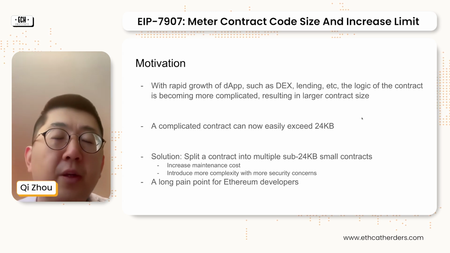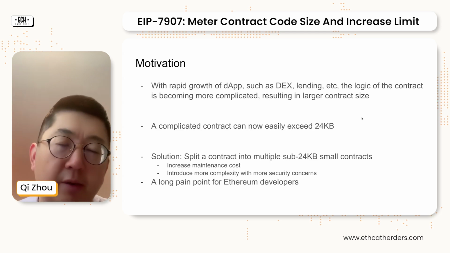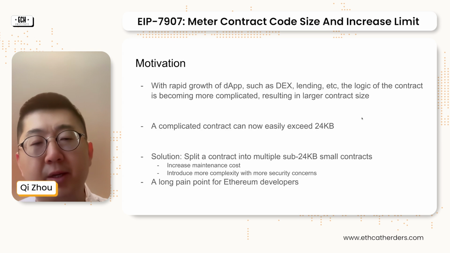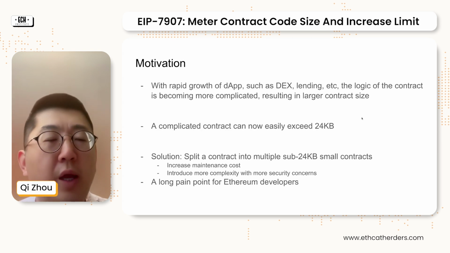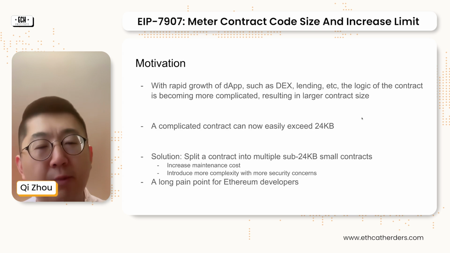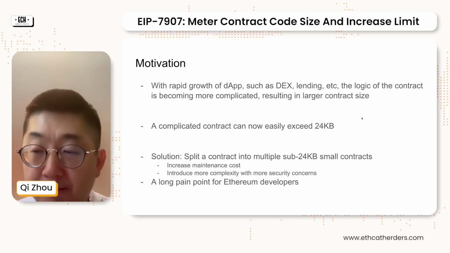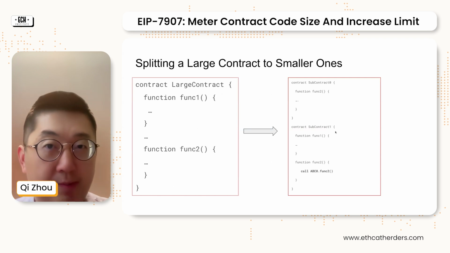I'm sorry, the whole contract and the whole dApp is broken. This is something I have personally experienced for a couple of years, and that's why I'm particularly interested in this problem: how we can solve it, not only for me, but for everybody in the Ethereum ecosystem, for all the developers. So here is an example of how to split a contract.